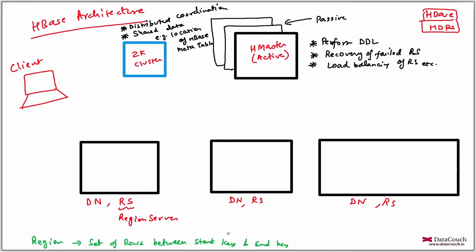You know, an HBase table is a big table. It can support big tables, with billions of rows. Let's say we have 100 million rows. We are dividing it into multiple regions. So one region can be 1 to 10 million. Another region can be from 10 million to 20 million. Another region can be 20 million to 30 million. So you are having a set of rows between start key and end key. I'm referring to the row key here. So a region is like a subset of data.